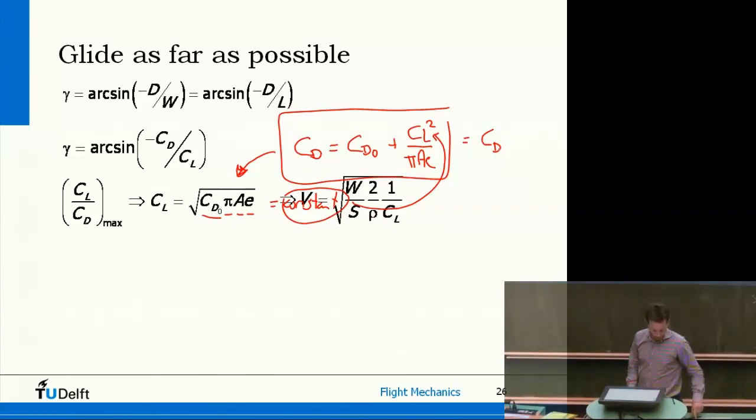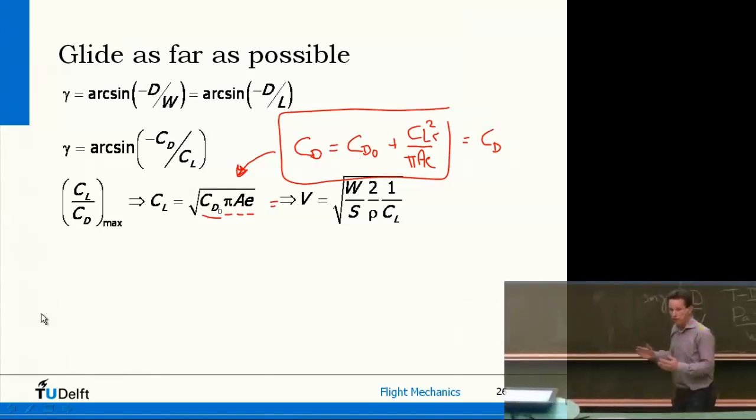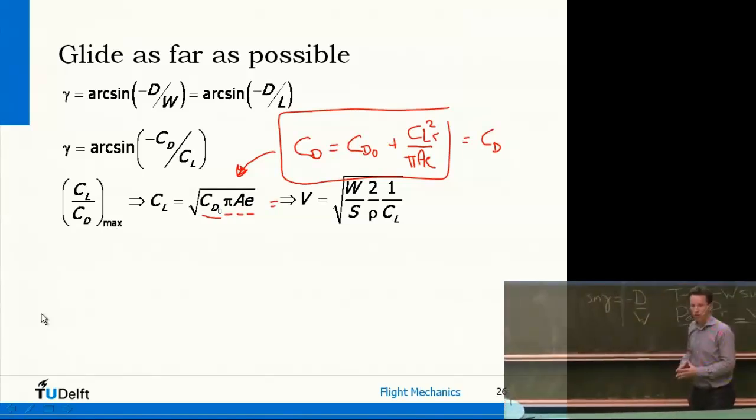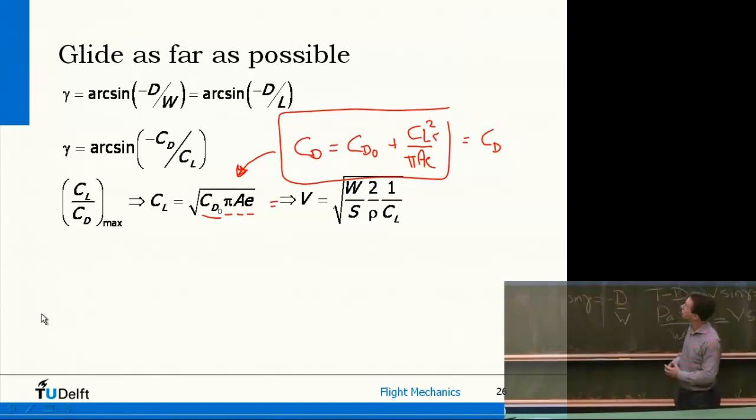Now that's a bit messy, so let me remove it for you. What you see now is that once you know the lift coefficient, from lift is equal to weight, you can always calculate what is the corresponding speed. And that's something you can write down in the manual. Tell the pilot if you fly at that speed, you will reach the furthest distance in case of a gliding flight.